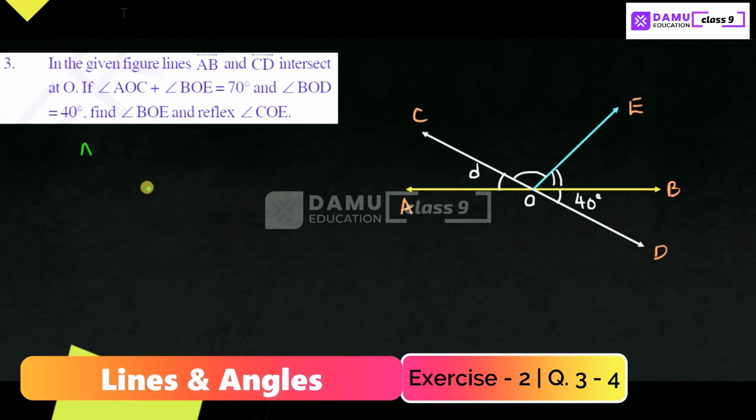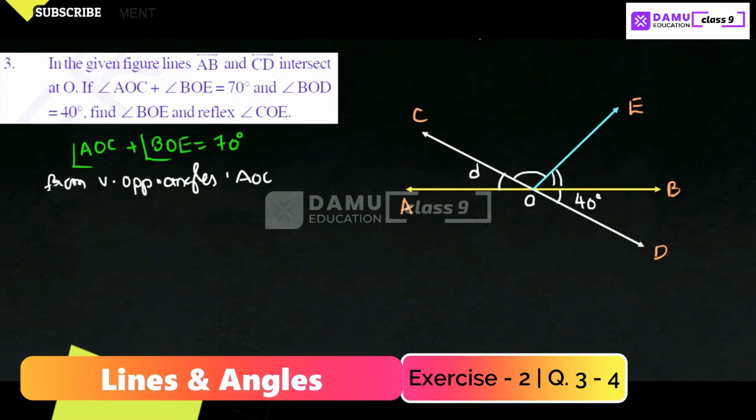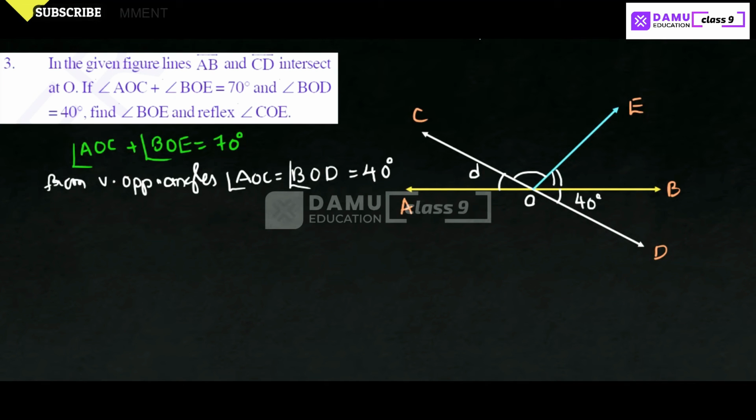It is given that angle AOC plus angle BOE will be equal to 70 degrees. Here, angle AOC is nothing but 40 degrees. Why? From vertically opposite angles, angle AOC will be equal to angle BOD. Angle BOD is already given as 40 degrees. That means from here you can calculate.